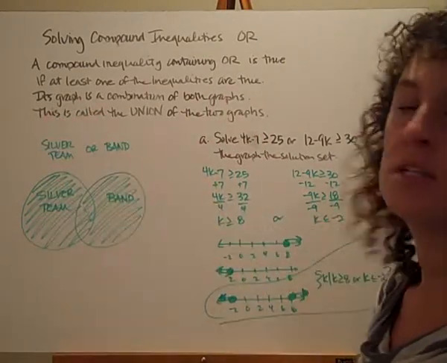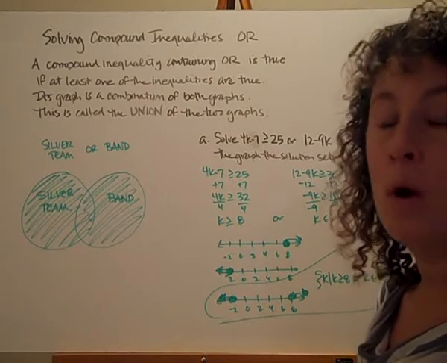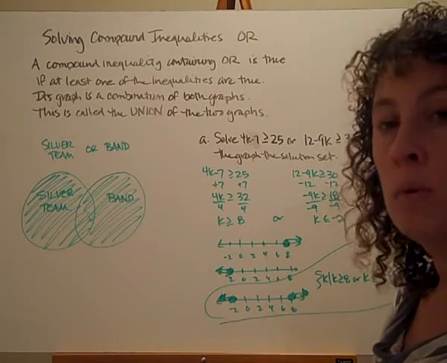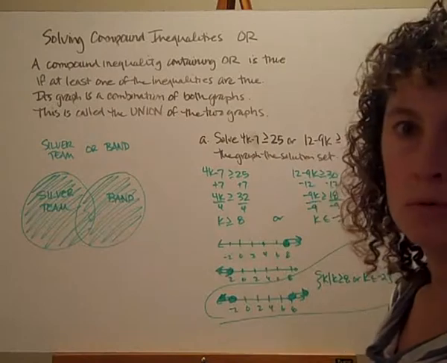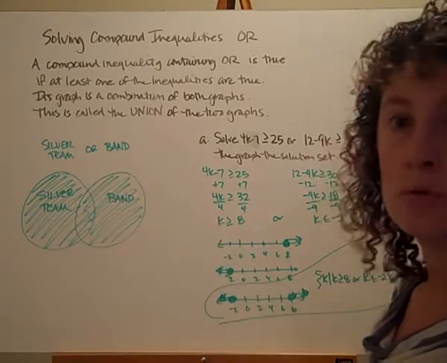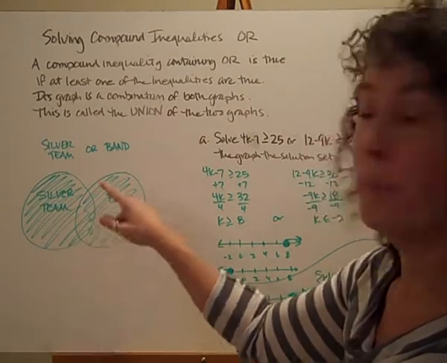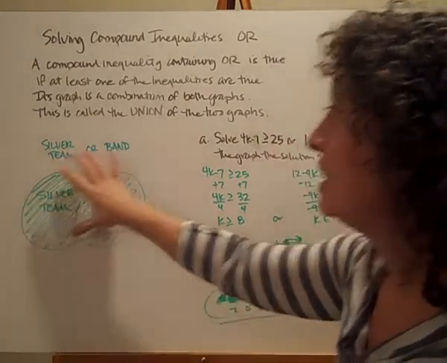So again, if I go back to my silver team or band, if we made an announcement in the morning and said, if you are on the silver team or you belong to the band, please report to the auditorium, we would have a pretty full auditorium. We would have all the silver team students. They would all go to the auditorium. We would have all the band students. They would all go to the auditorium. We would still have this group of people that were both, so they're going to show up either way because they're part of both, but we would have a lot of people.